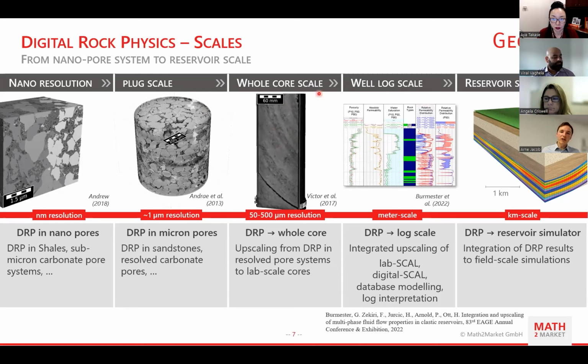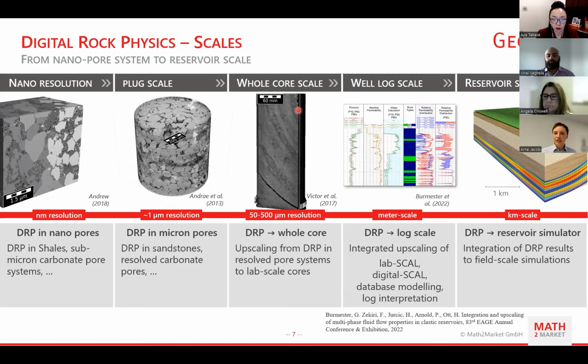And going even further, you can also use the information you have on the plug and core scale and insert that into integrated upscaling workflows of digital and lab SCAL results. So in this example, I have taken a figure from Burmeister et al. from the EAGE. I think it was in Madrid last year. This year it would be in Vienna. And they show how they integrated DRP data into their prediction of relative permeability on log scale.